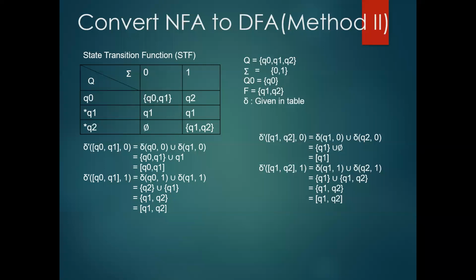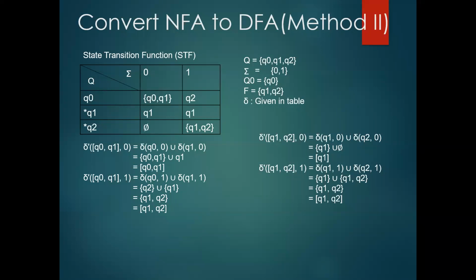So consider the state transition function which is shown here. You can see it in the given table. There are three states: Q0, Q1, Q2. Out of these three, Q1 and Q2 are acting as final states, and Q0 is your initial state or start state. And you have an input alphabet that comprises two symbols, 0 and 1.